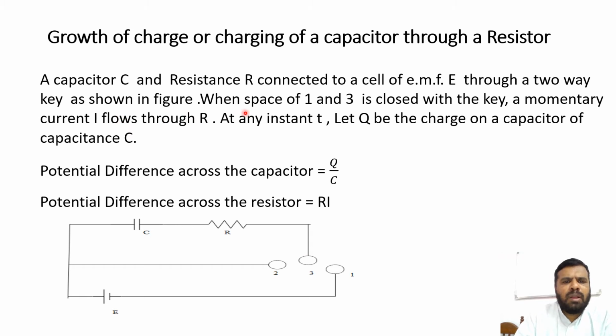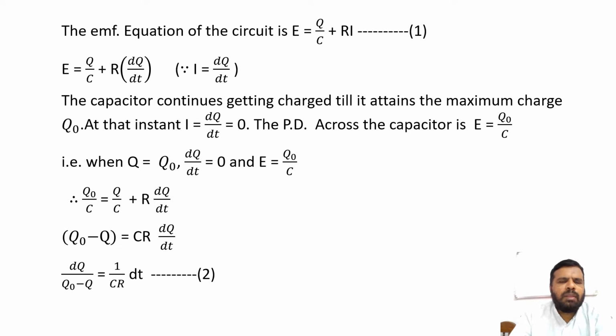When this key is closed, this portion is closed, that means the circuit is disconnected from the EMF. When the space of 1 and 3 is closed with the key, a momentary current I flows through R at any instant t. Let Q be the charge on a capacitor of capacitance C. Potential difference across the capacitor is equal to Q divided by C. Potential difference across the resistor is equal to R into I. The EMF equation of the circuit is E is equal to Q divided by C plus R into I.